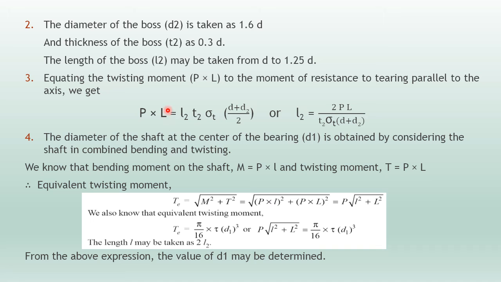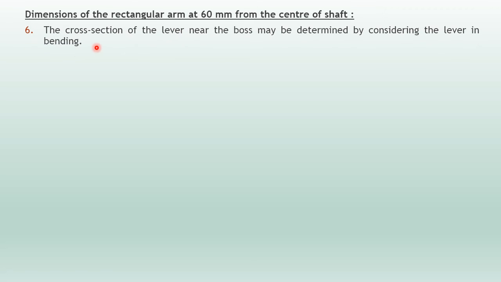So far we have calculated the diameter of the shaft d, then the diameter of the boss D2, thickness of the boss t2, length of the boss L2, and we have also calculated D1. Now in the next stage, the dimensions of the rectangular arm can be calculated, as the cross section of the lever near the boss may be determined by considering the lever in bending.